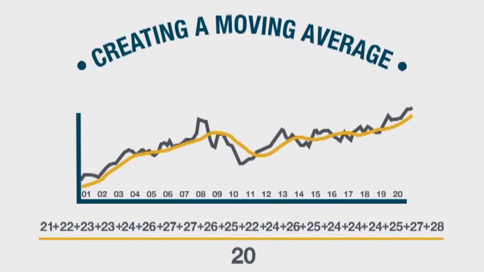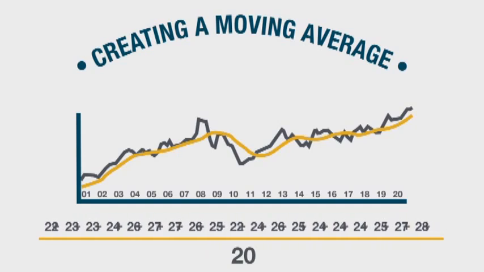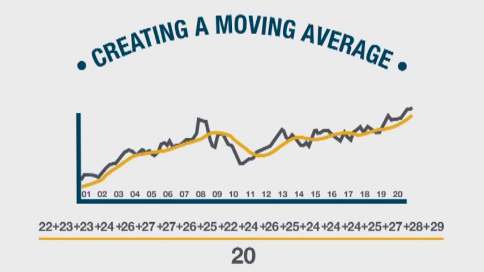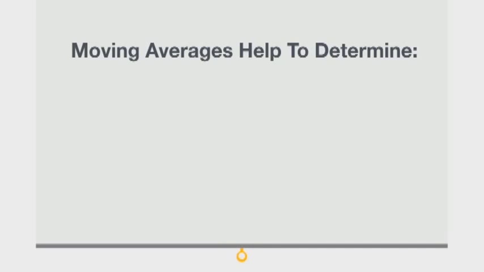This gives us today's 20-day average price, which is a short-term moving time frame and one that active traders may use. To create a moving average, each day will drop the last day in the time frame and add today's. A 20-day moving average can help determine short-term uptrends, downtrends, and sideways trends.